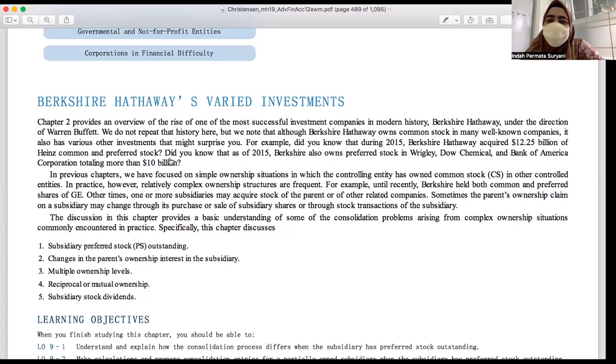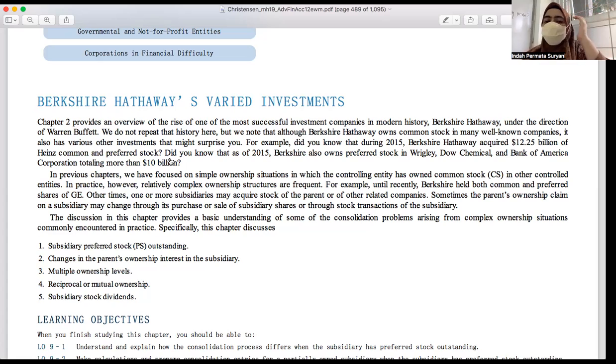For example, in 2015, Berkshire Hathaway acquired around $12.25 billion of Heinz common and preferred stock. And in another situation, Berkshire also owned preferred stock in Wrigley, Dow Chemical, and Bank of America Corporation, totaling more than $10 billion.